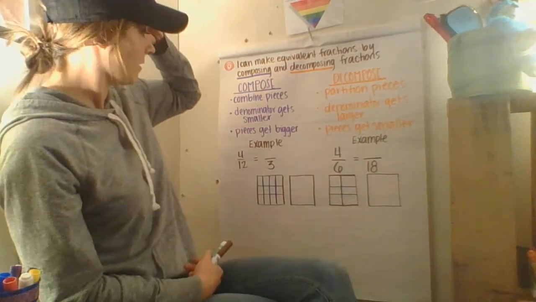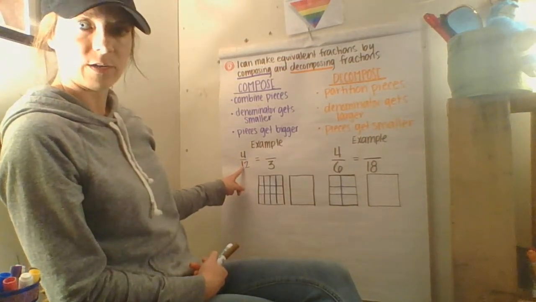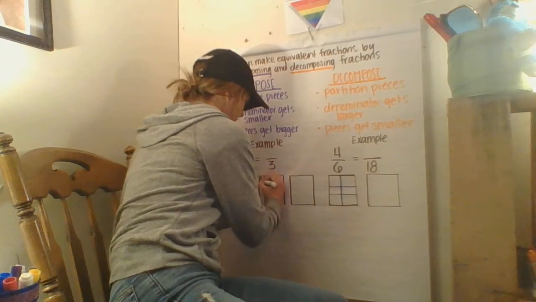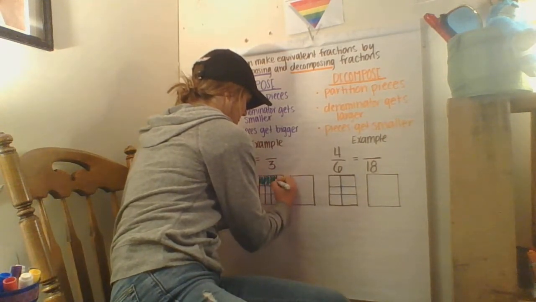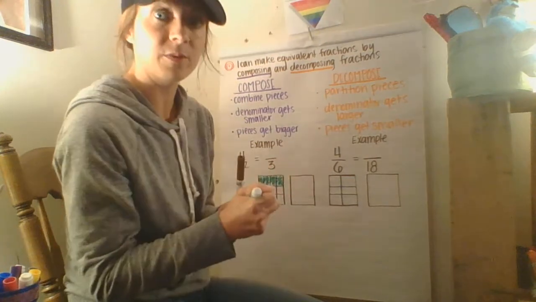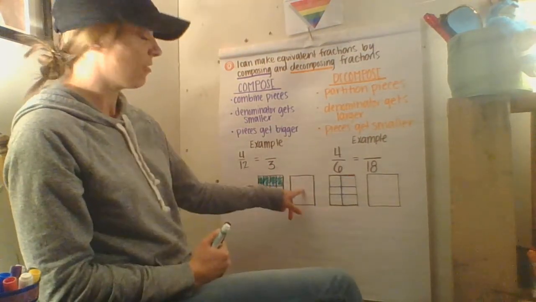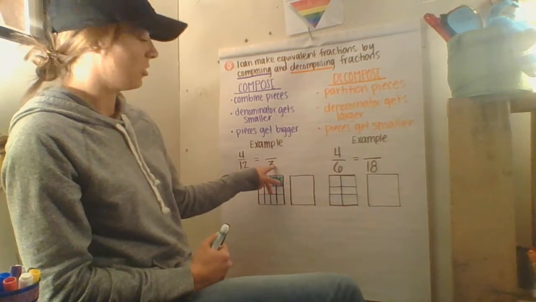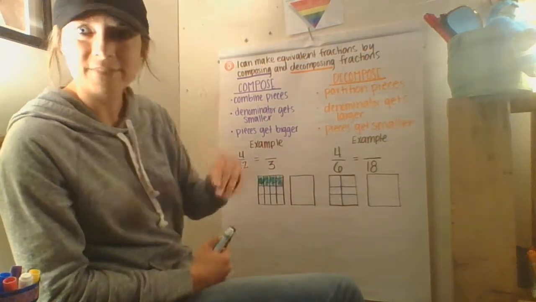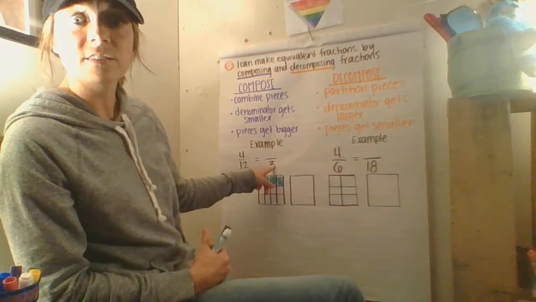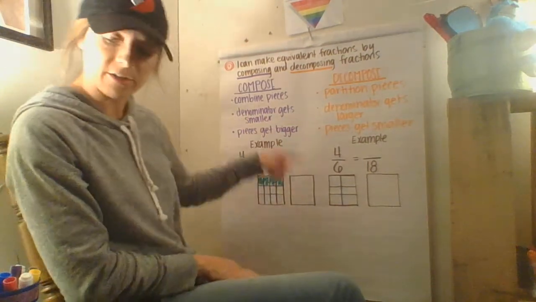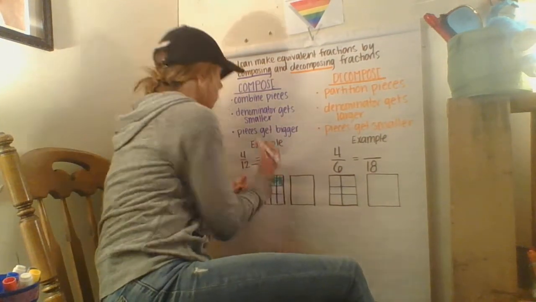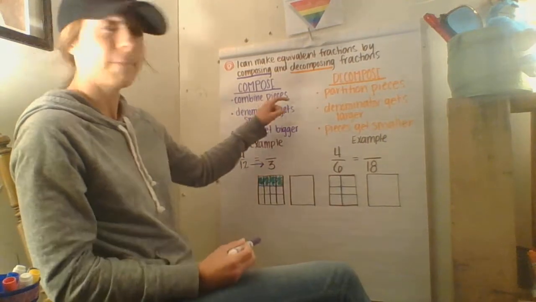Okay, so let's say we have the fraction 4/12. I've already drawn that here, and I have 4 parts. I want to know what the equivalent fraction is in thirds. I see that the denominator is a smaller number. Oh, the denominator gets smaller. So I'm going to compose, meaning I need to combine pieces.